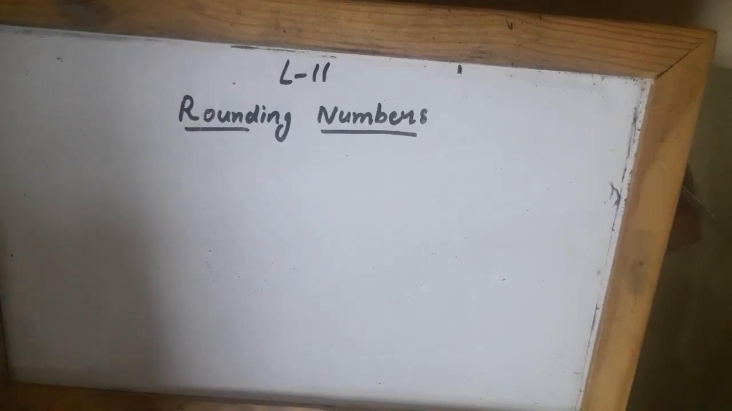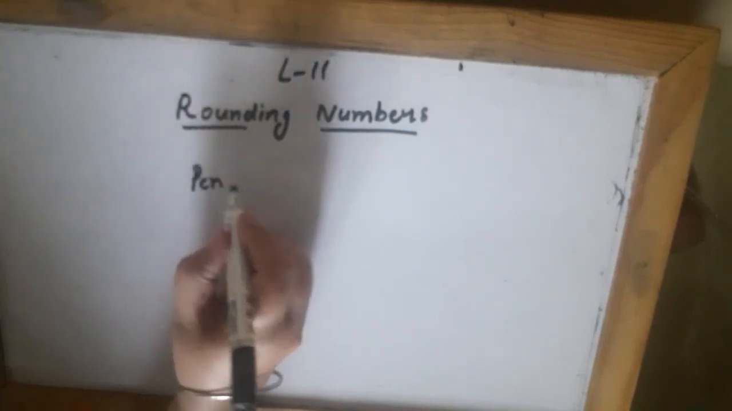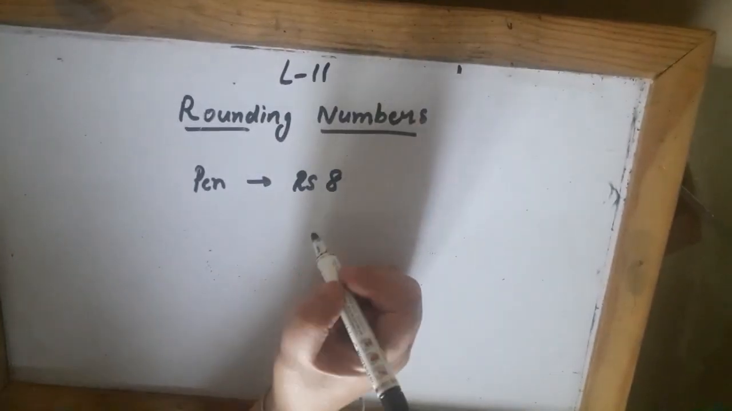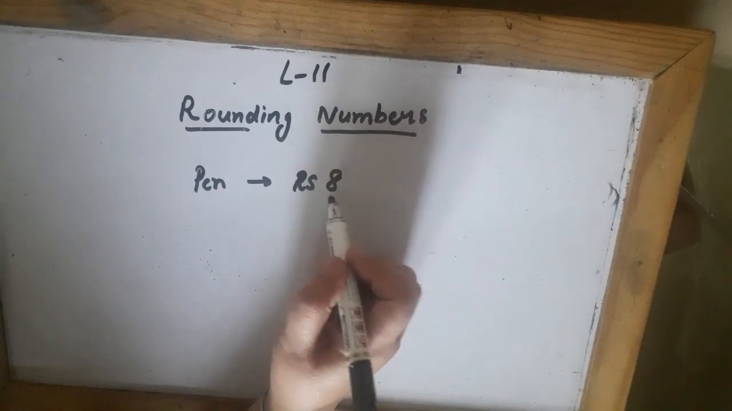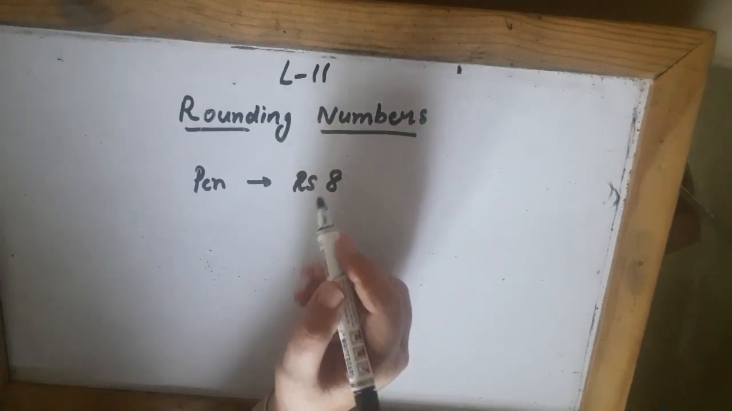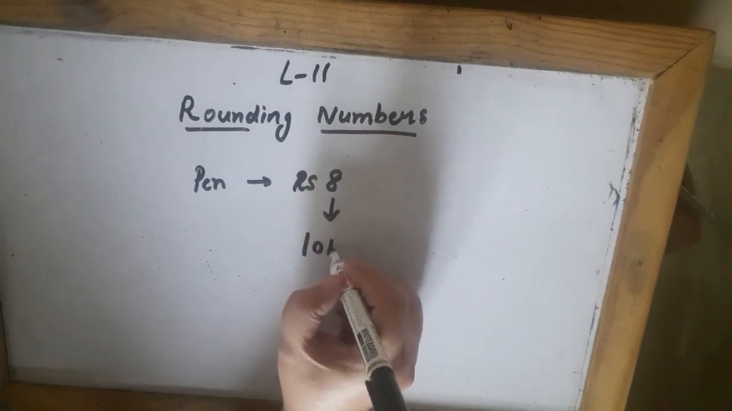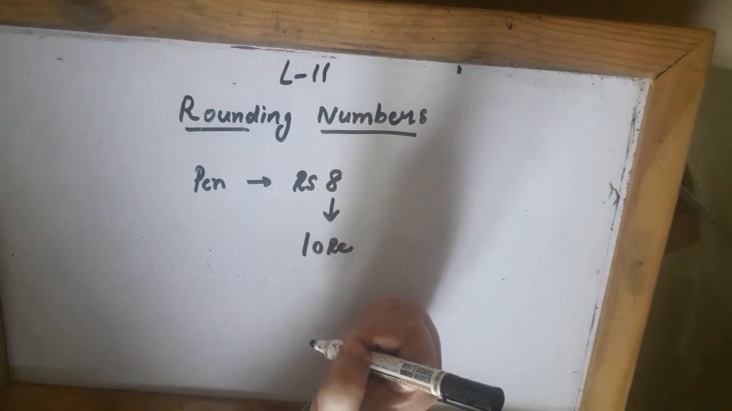Now, in our day-to-day life, we often round off numbers. Can you think of some examples? Let me give you one example. Suppose you want to buy a pen and the cost of the pen is rupees 8. You will go to your mama and tell her, mama, I need a pen, the cost of which is 8 rupees. So what will she do? She will give you a 10 rupee note, because that will make her work easy.